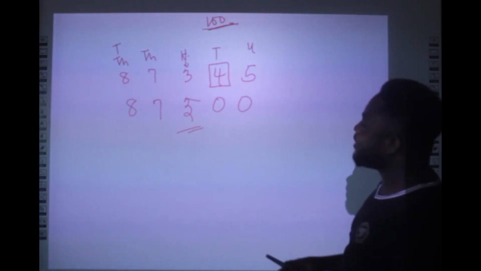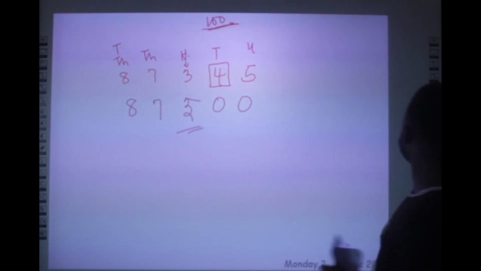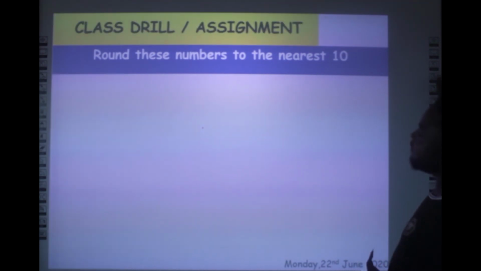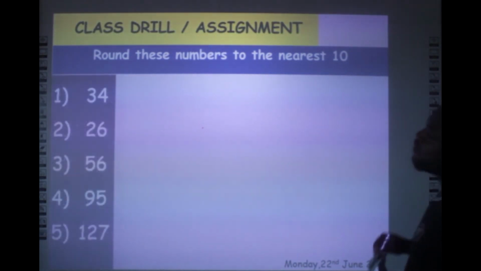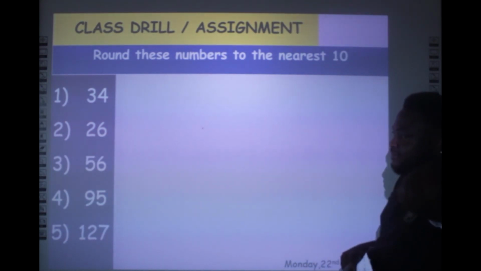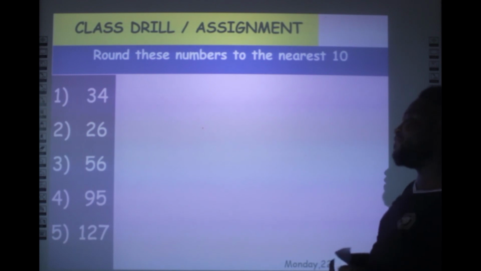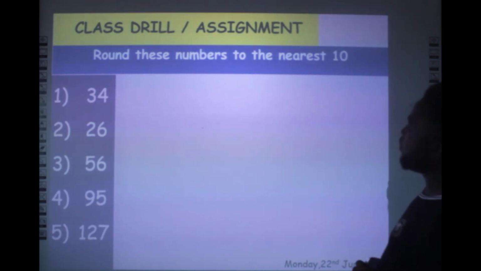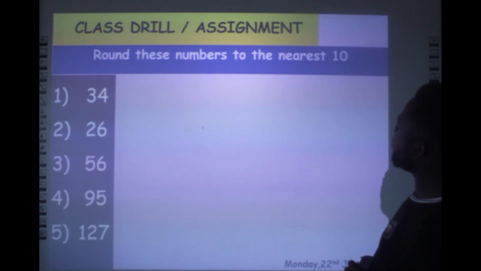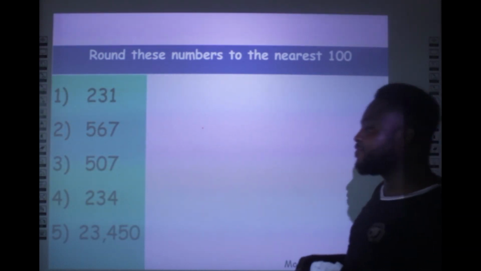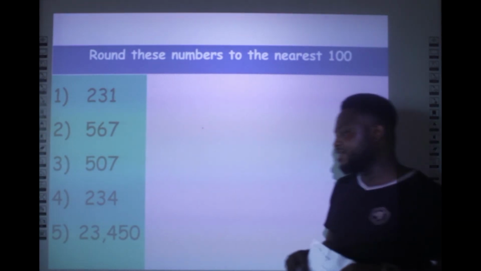Now, let's look at our assignments. We have to round these numbers to the nearest 10: 34, 26, 56, 95, and 127. Next, we have to round to the nearest 100: 231, 527, 507, 234, and 23,450.